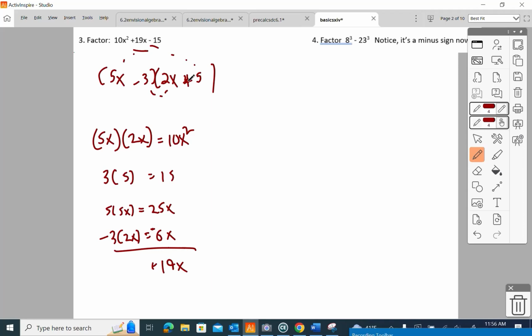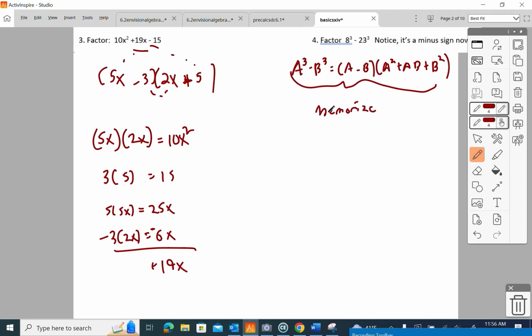Factor 8 cubed minus 27b cubed. That is the pattern a cubed minus b cubed. And as it's rote memorization, the factors are a minus b times a squared plus ab plus b squared. And again, this is something that we memorize.